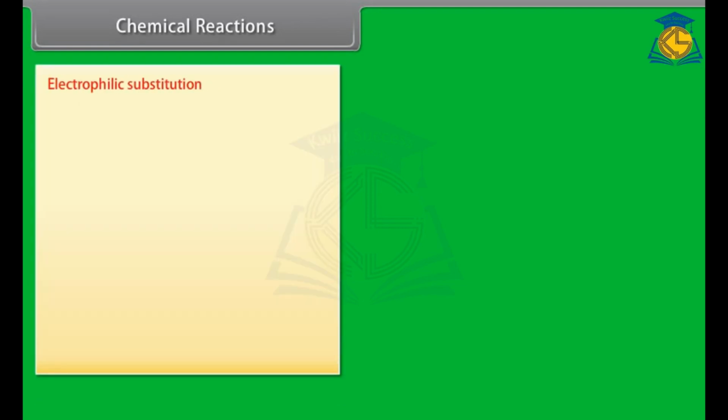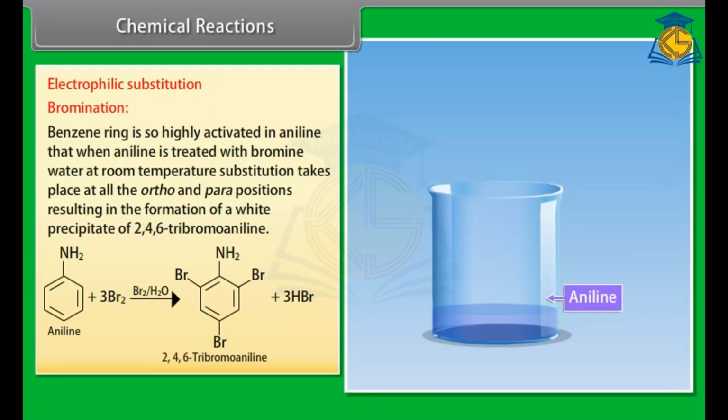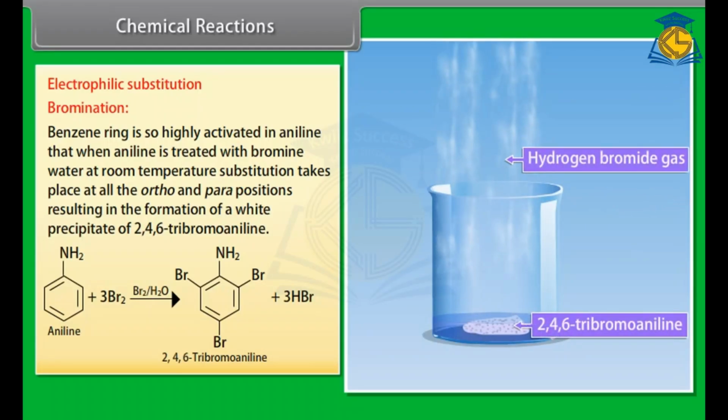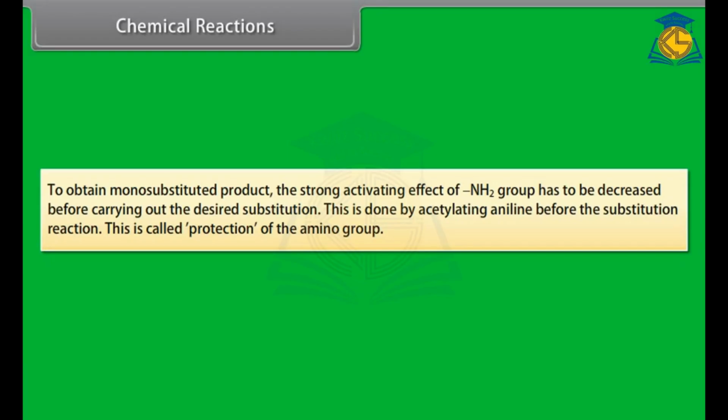Electrophilic substitution. Bromination. Benzene ring is so highly activated in aniline that when aniline is treated with bromine water at room temperature, substitution takes place at all the ortho and para positions, resulting in the formation of a white precipitate of 2,4,6-tribromoaniline. To obtain mono-substituted product, the strong activating effect of the NH2 group has to be decreased before carrying out the desired substitution. This is done by acetylating aniline before the substitution reaction. This is called protection of the amino group.